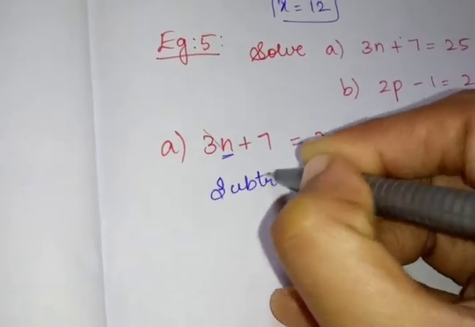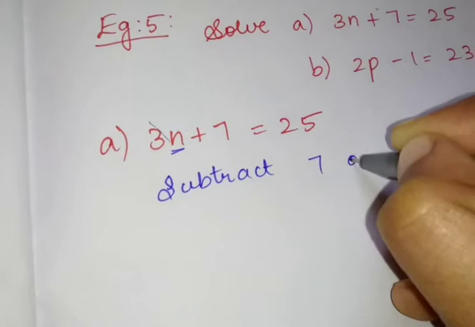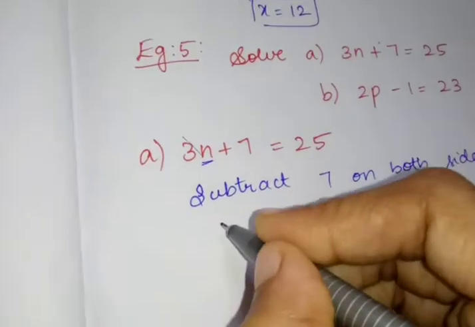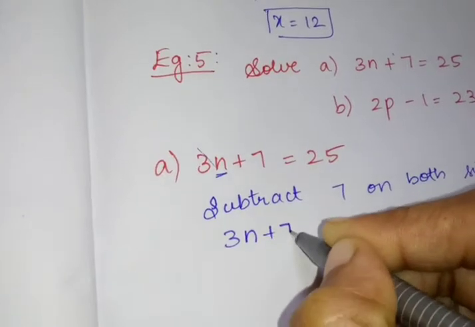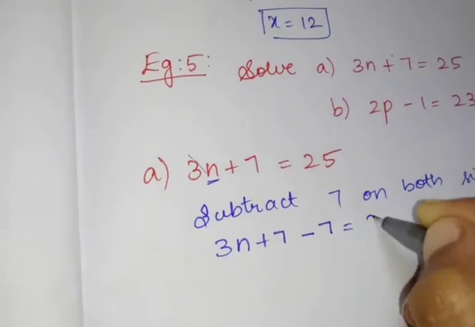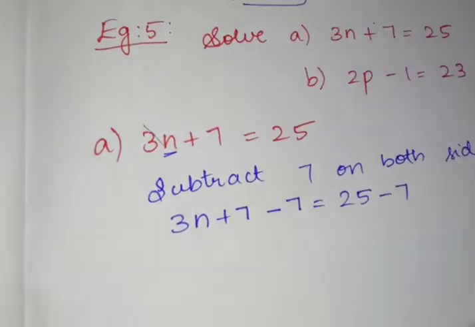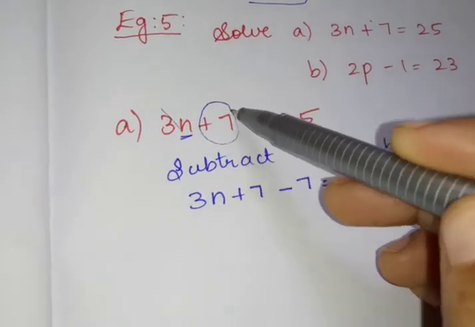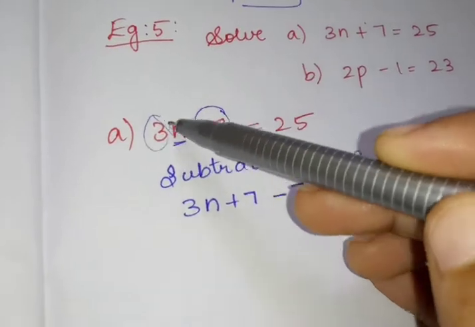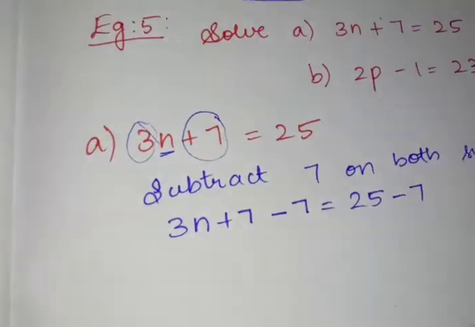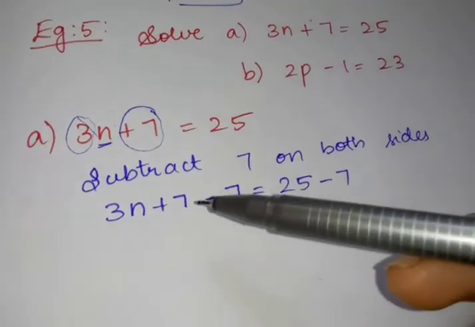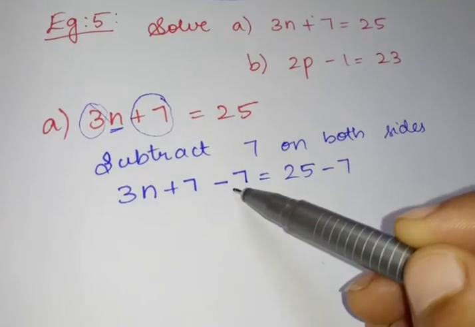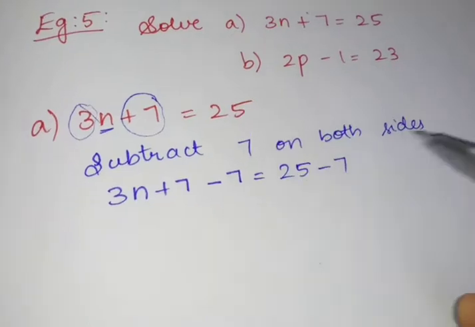Okay. Now listen. Subtract 7 on both the sides. So, what will it become? 3n plus 7 minus 7 is equal to 25 minus 7. Is it correct? First I am going to eliminate this plus 7, then only I am going to eliminate the other thing. So, first if I want to eliminate plus 7, what will you do? Minus 7 on both the sides. So, 3n plus 7 minus 7 equal to 25 minus 7.